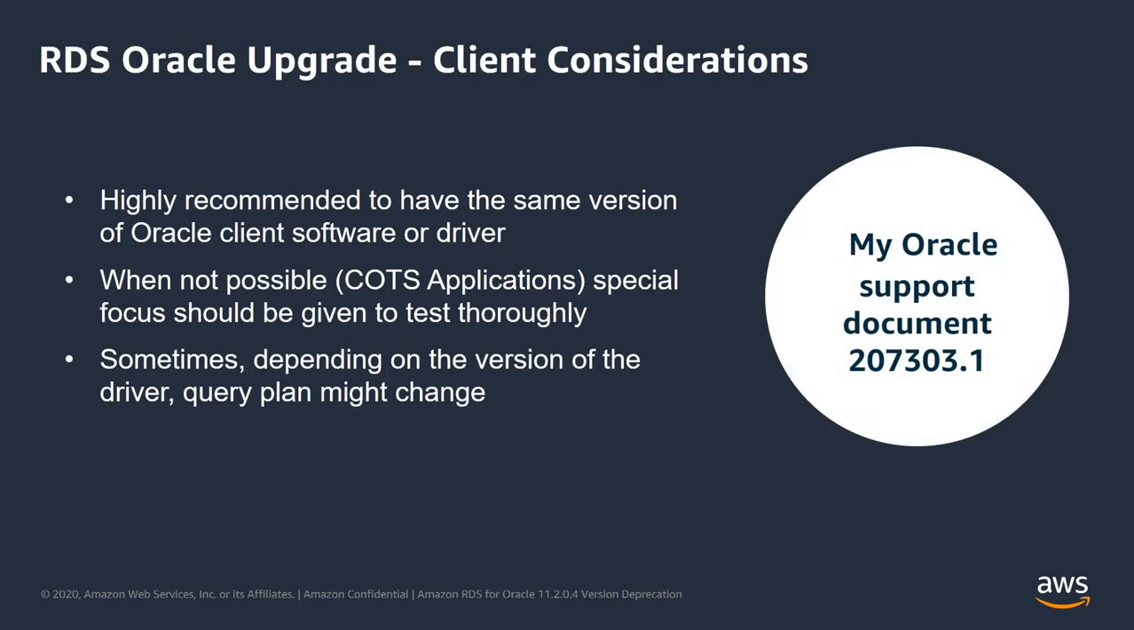Since the client software and the server software run on different machines, they can be of different versions. So even after upgrade, you can technically run the client at the same software version. However, we recommend keeping them the same to get the best value and also avoid any incompatibilities. But we also understand that it's not always possible. Sometimes you might be running a commercial off-the-shelf application that comes with its own client and it can't be changed, and there are many other reasons.